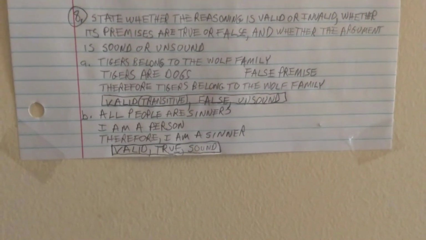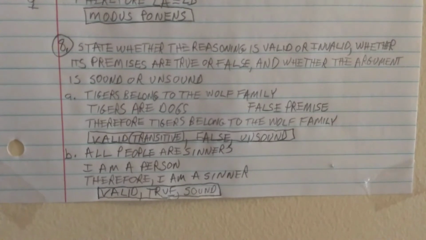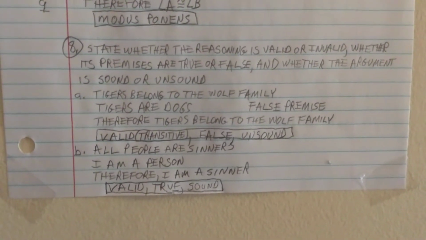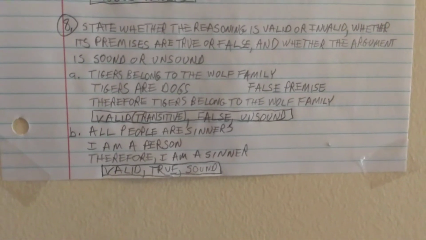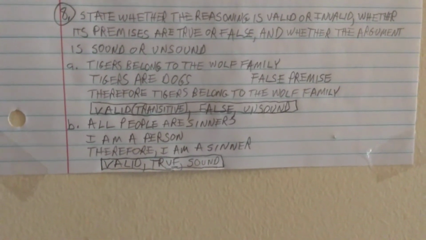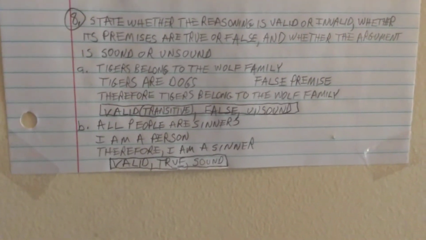For part B, all people are sinners. I am a person, second premise, therefore I am a sinner. Well, that's a valid argument. The premises are connected to the conclusion. The premises are true, and therefore it's a sound argument.